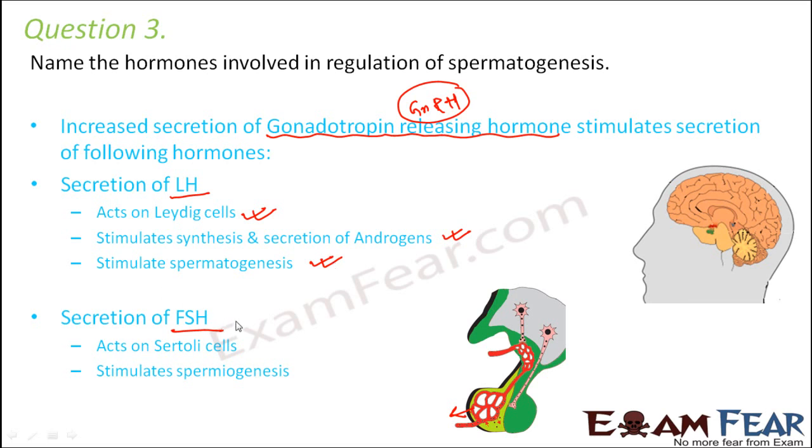Similarly, FSH acts on the Sertoli cells, the cells which provide nutrition to the male germ cells, and they also form the inner lining of the seminiferous tubules. So, this stimulates spermiogenesis. What is spermiogenesis? The process by which the spermatids get transformed into sperms. So, basically, spermatogenesis and spermiogenesis, everything is encouraged due to these hormones. So, LH and FSH play a very important role in regulating the process of spermatogenesis, and these two hormones in turn are controlled by the gonadotropin releasing hormone of the hypothalamus.